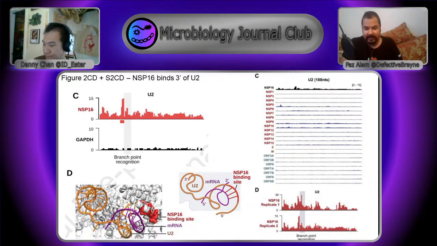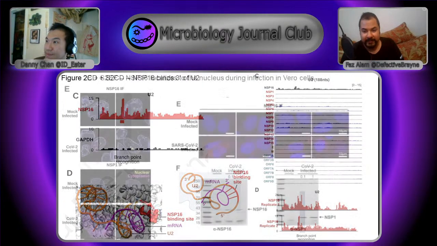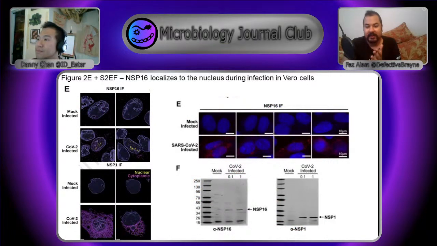I think in the next set they're going to try to characterize that and confirm it a little better. This time they're using real SARS-CoV-2 in Vero cells, which are from green monkeys, if people are aware. They use an antibody against NSP16 to see where it's localizing in those cells. And they make the antibodies for this paper.